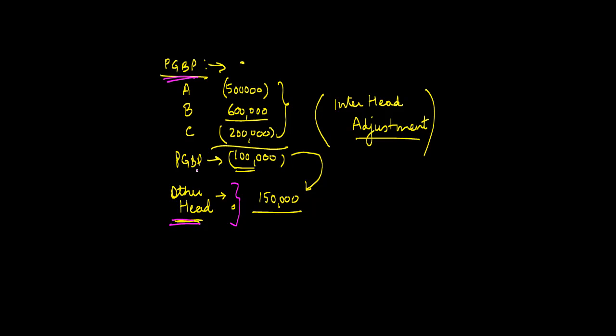But principally, conceptually, you are allowed to set off the net loss under one head against income from other heads in the same assessment year. This is what is dealt with in section 71. So we are dealing with the set off of losses.